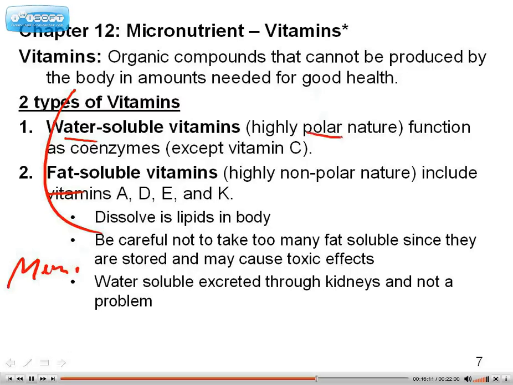Water-solubles are polar in nature, so they can dissolve in water. Fat-soluble are non-polar in nature, so they dissolve in inorganic solvents, or in our body, they dissolve around other fats, such as micelles, or in special non-polar environments, such as the fat storage vacuoles found in fat cells.